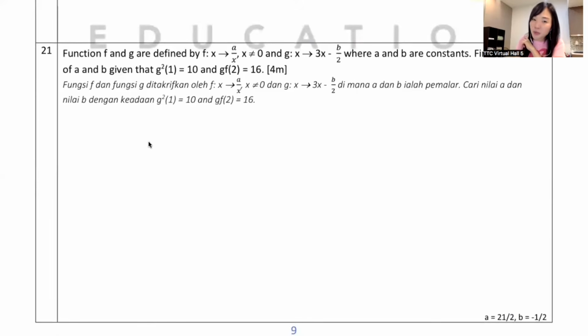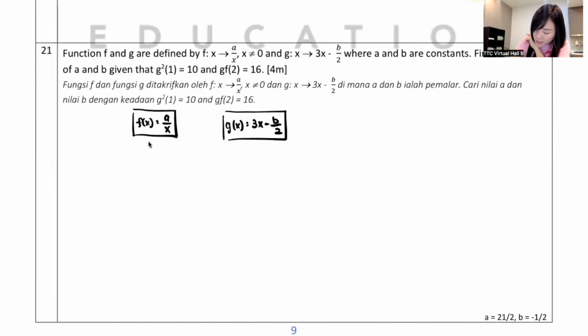21. Okay, let me show you. They say again, fx equivalent to a over x. X not equivalent to 0, no need to care about it. Next one, they say gx equivalent to 3x minus b over 2. They say find the value of a and b if g squared 1 equivalent to 10. Okay. I should do here. G squared 1 equivalent to 10. They also tell me GF2 equivalent to 16.